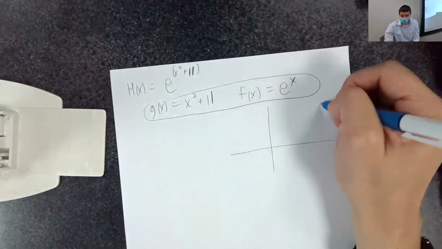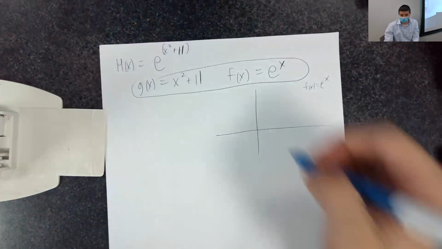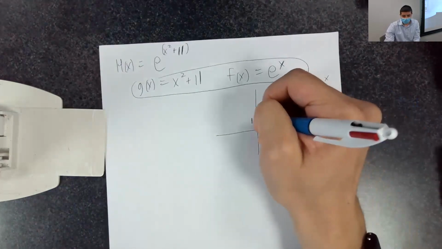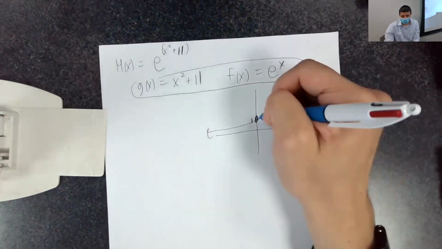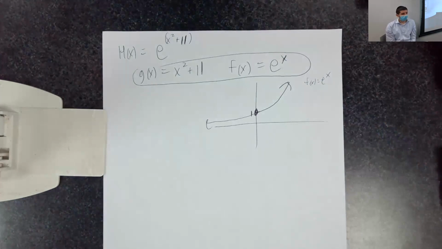If you don't remember, when you graph e to the x, it's an important one: it passes through 0, 1. Here it decreases like this, and it goes up like this, really fast. Super speed upwards.